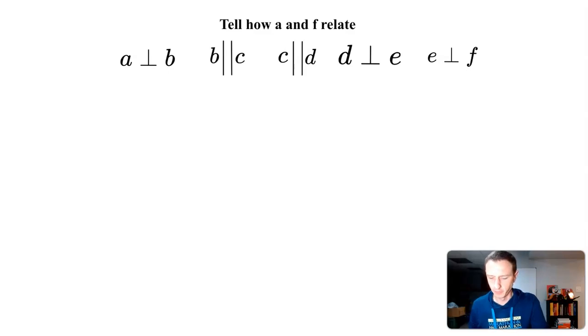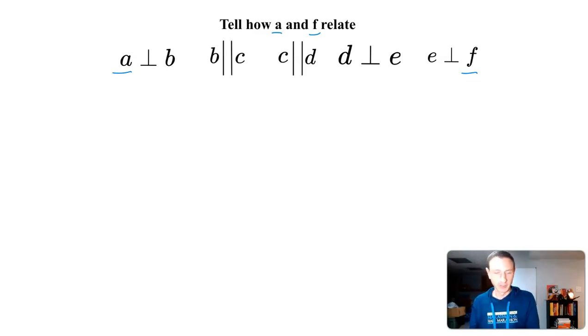Today we're going to take a look at a really cool relationship between a series of perpendicular and parallel lines. What we're trying to determine is how do A and F relate. So we have a starting point of A, and then we're told perpendicular, parallel, a bunch of different line segments, and then we get down to the end where we have some information about F. So we're trying to figure out how does A connect all the way back to F.